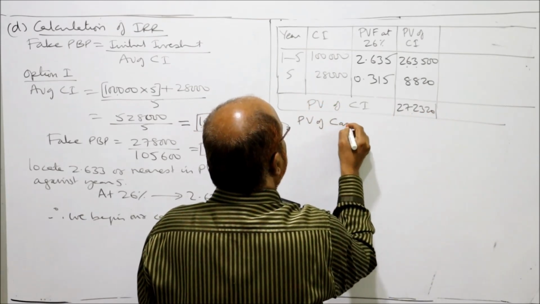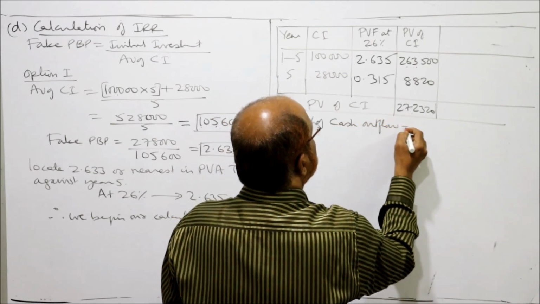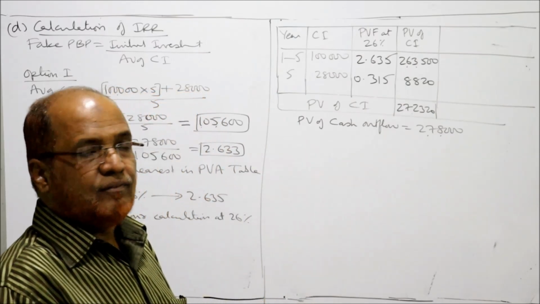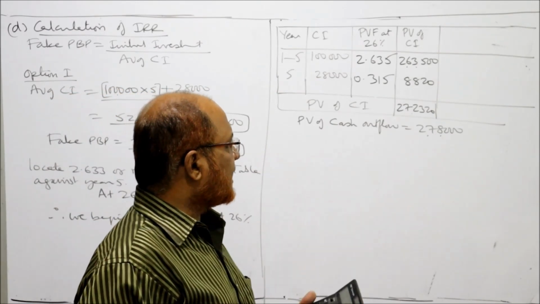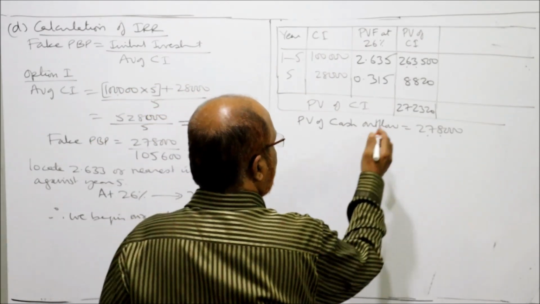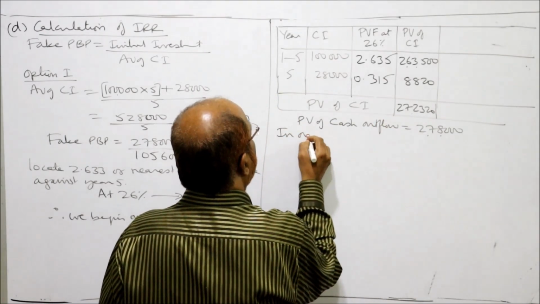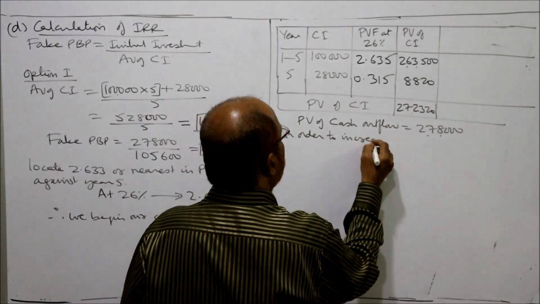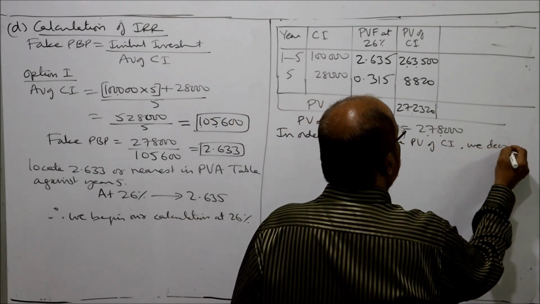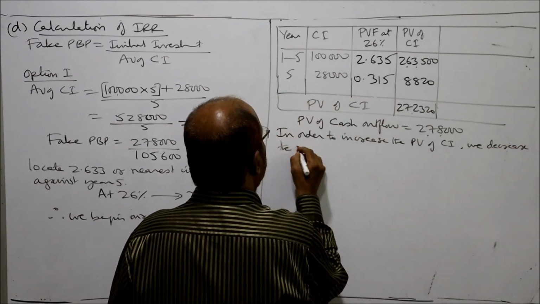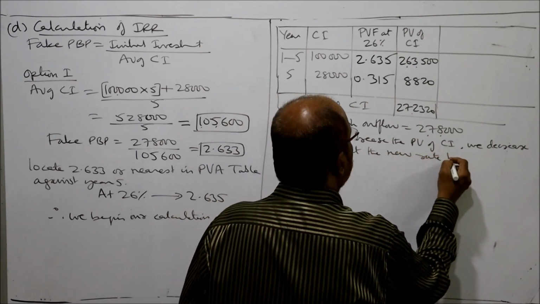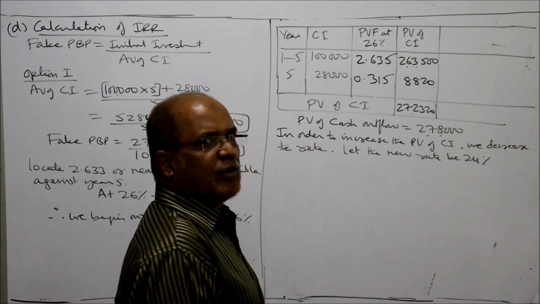PV of cash outflow is equal to 2,78,000. The difference is very little. We got 2,72,320, whereas the actual cash outflow is 2,78,000. So, in order to increase the PV of cash inflow, we decrease the rate. Let the new rate be 24%. We will take 24%.